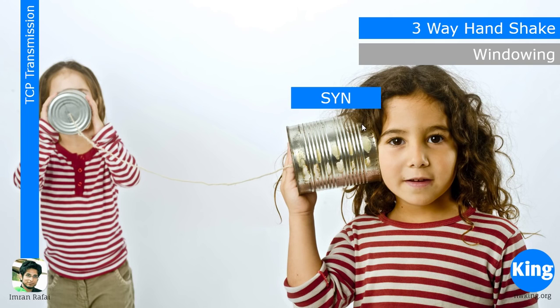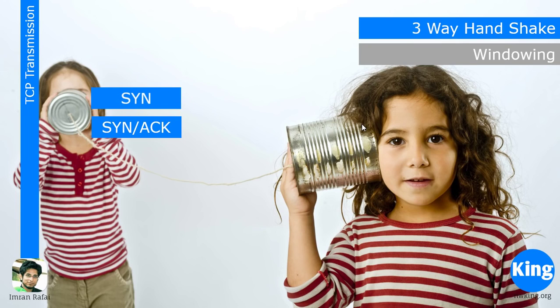So A sends a sync packet to B. The sync packet goes to B, and B receives that. So B says, okay, somebody wants to communicate with me. Now I need to also tell them that I am ready for it. So how do I say I am ready for it? I would send another sync packet.